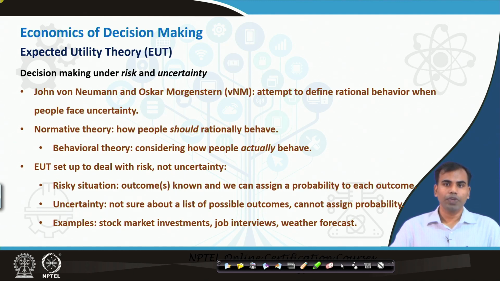But when it comes to the V&M approach that was given by John von Neumann and Morgenstern, two economists, the behavioral theory given by the V&M framework essentially explains how people actually behave. Let me try to explain this with the help of an example.